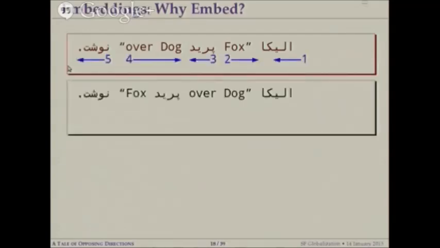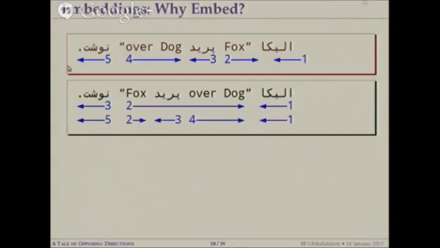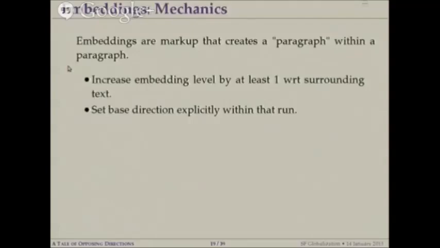What we want is this. We want that whole thing to just drop in right there and go in the correct order. Like that. So there's basically this left to right thing that happens to have a right to left thing inside it. And that whole thing is inside the overall right to left thing. Like that. So embeddings are markup that creates a paragraph within a paragraph. It does this by increasing the embedding level by at least 1 with regards to surrounding text, and it sets the base direction explicitly within that run.